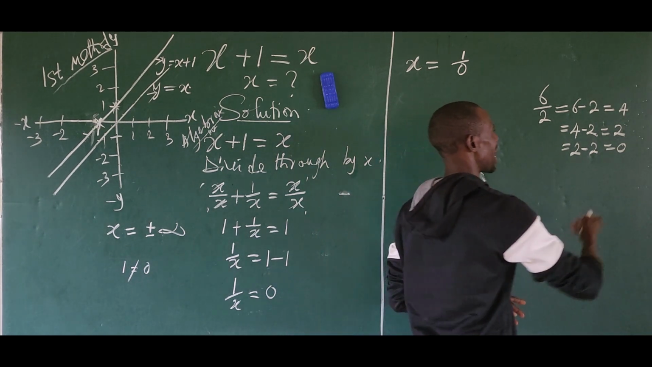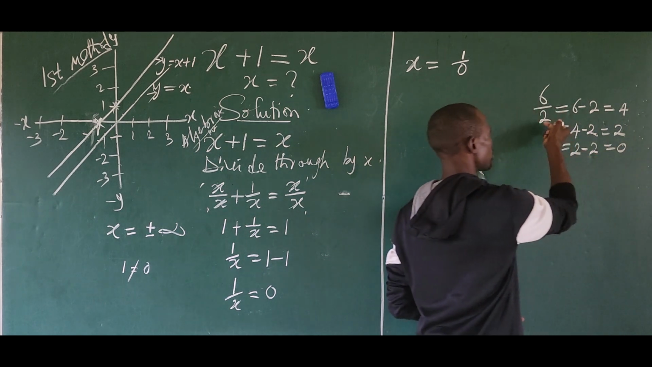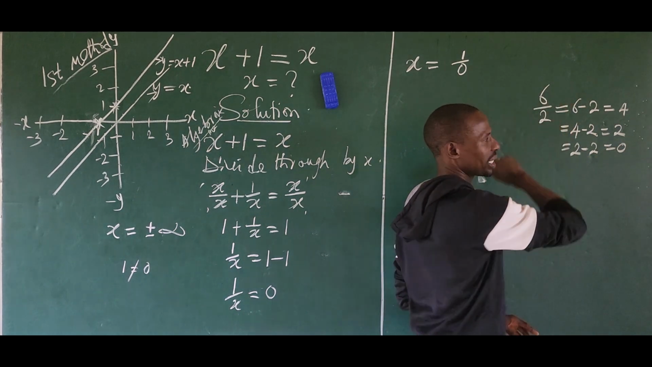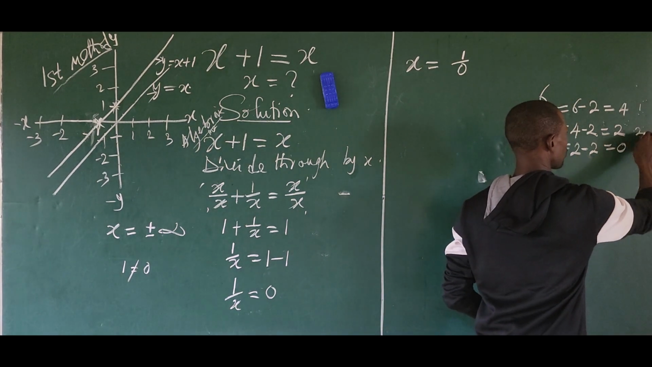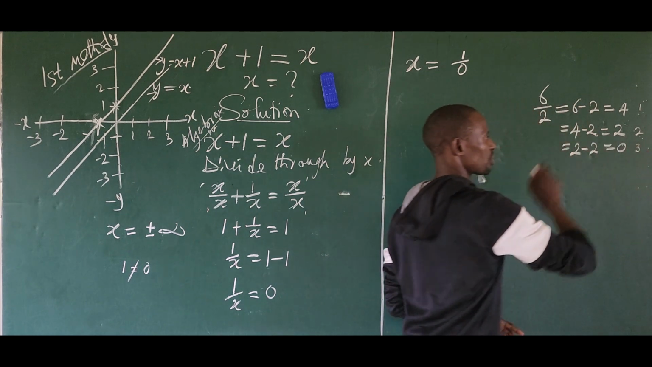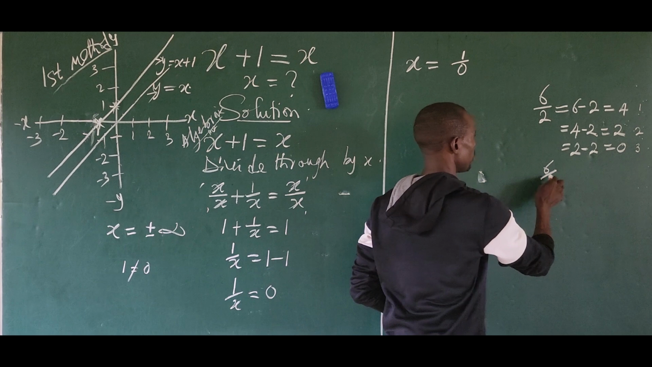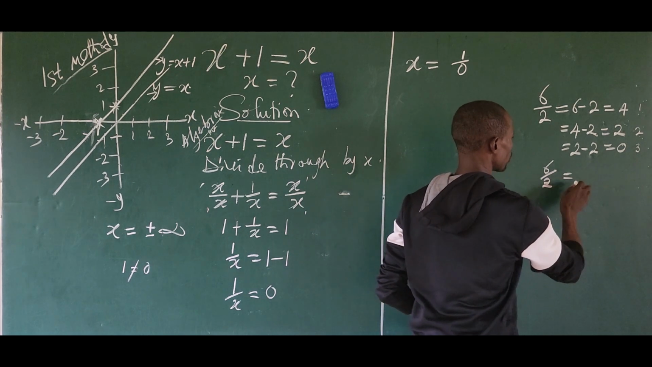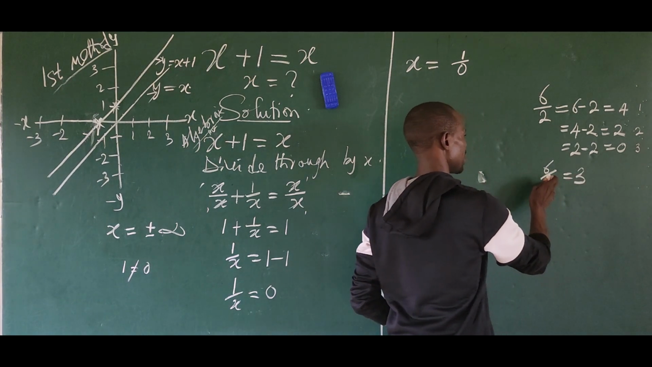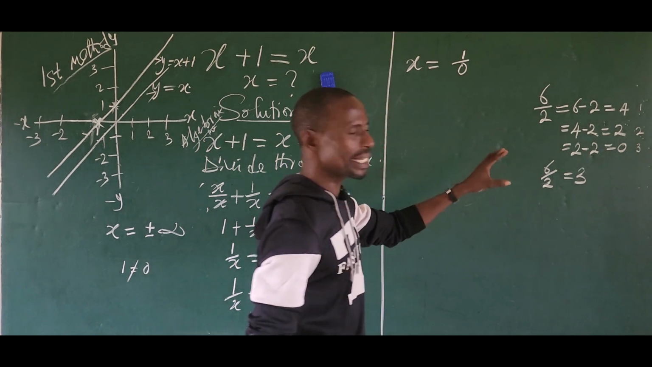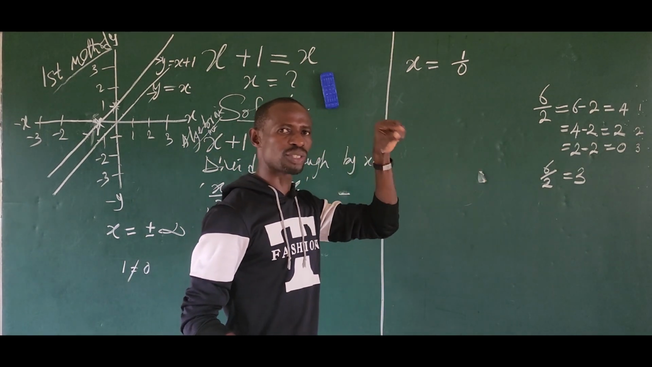So what happened? We now count the number of times we subtracted 2 from 6. We have 1, 2, 3 before we got to 0, so it's 3 good times. So we can say that 6 over 2 is equal to 3. Okay? So we can take 2 from 6 three good times before we get to 0.